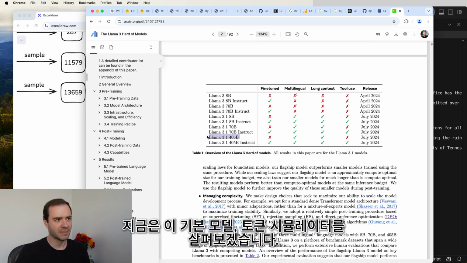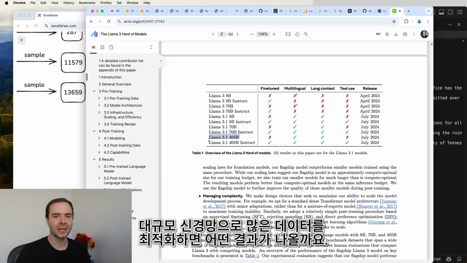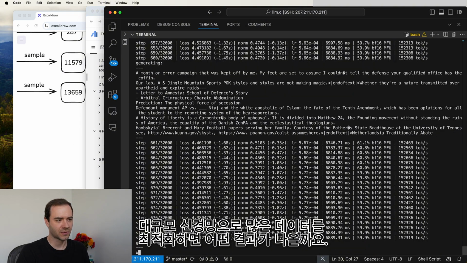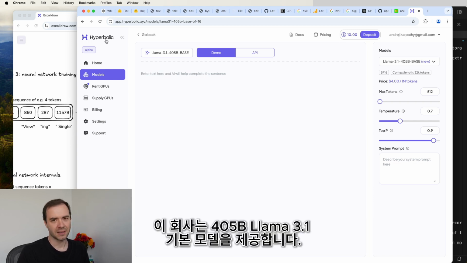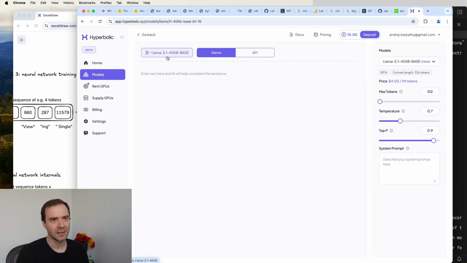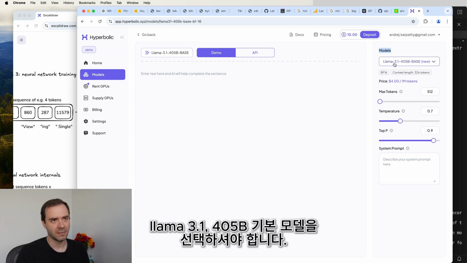For now, let's just look at this base model, this token simulator, and let's play with it and try to think about what is this thing and how does it work, and what do we get at the end of this optimization if you let this run until the end for a very big neural network on a lot of data. My favorite place to interact with the base models is this company called Hyperbolic, which is basically serving the base model of the 405B Llama 3.1. When you go into the website, and I think you may have to register and so on, make sure that in the models you are using Llama 3.1 405 billion base. It must be the base model.